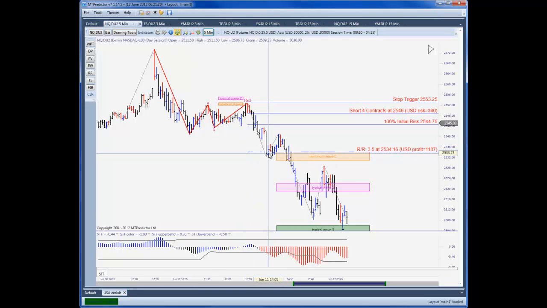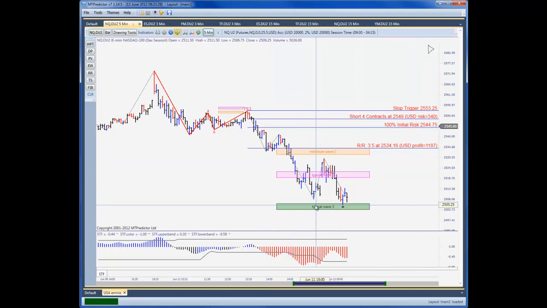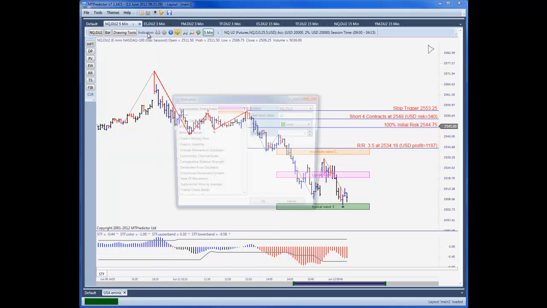And even at the first target here, when the market came into here, the STF was strong. So no matter whether you were trading it as a holy grail trade setup, which means aiming for the typical wave 3, or you're using the standard MTPredictor trade management guidelines of when the market is strong, when it reached the first target, you swap to the ATR stop. Let's just put that on.